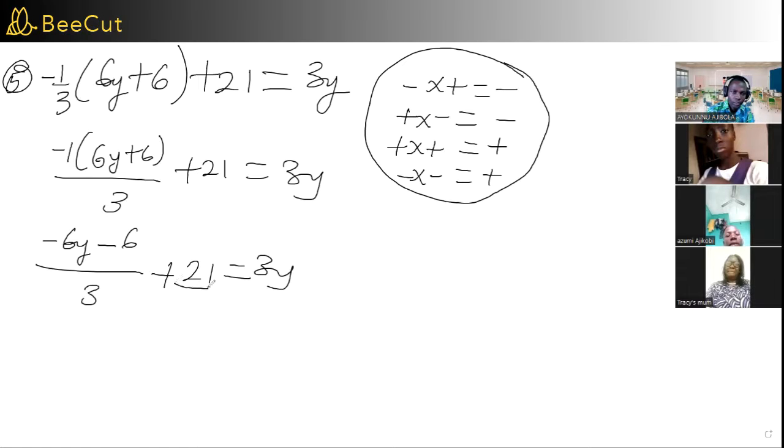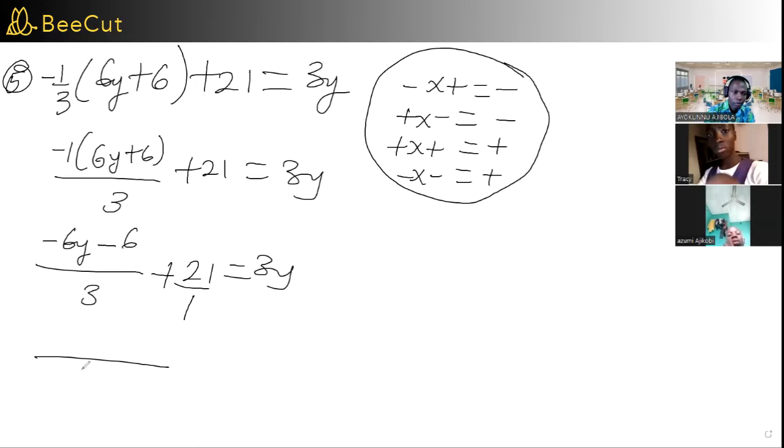Now, I will need to find the LCM. This is 21 over 1. Then what is the LCM of 3 and 1? I have 3. So 3 in 3 is how many? 1. 1 times this bracket is the same thing. So I have minus 6y minus 6. Then 1 in 3 is how many? 3. 3 times 21 is what?